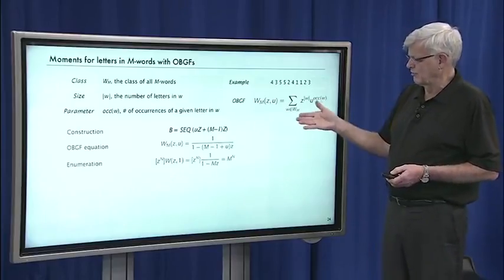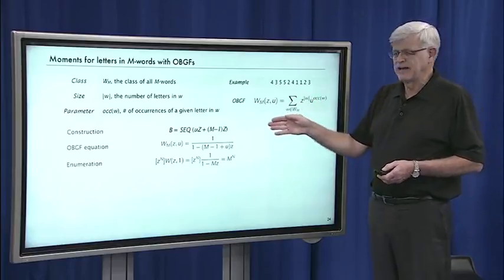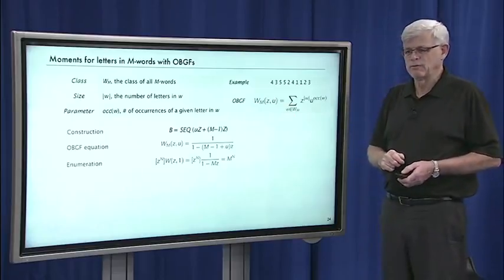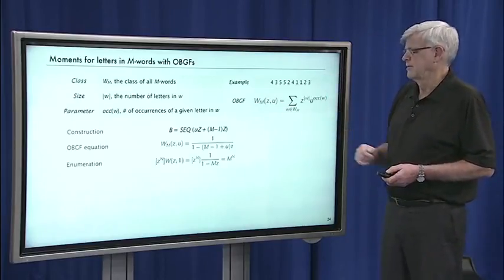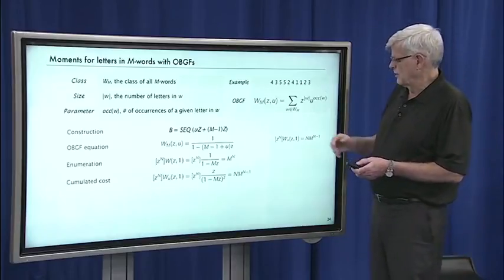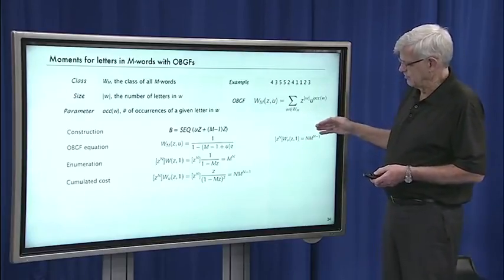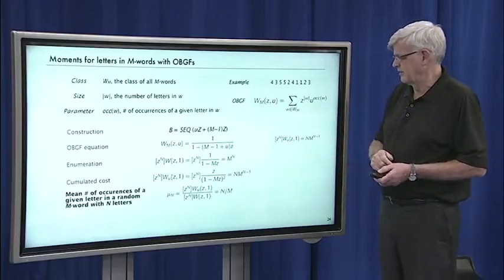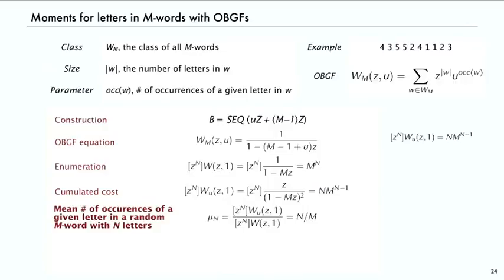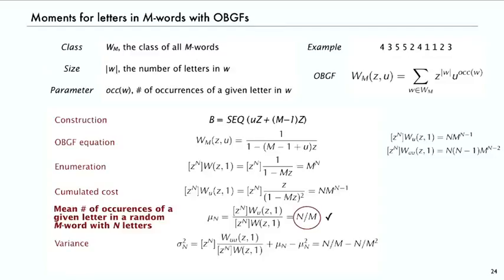If we want to enumerate, we just evaluate that at u equals 1. Evaluating that at u equals 1, and then we want the coefficient of z to the n, and 1 over 1 minus mz, that's m to the n. So that checks. And if we want the cumulated cost, we differentiate with respect to u and find the coefficient of z to the n. And that's the same kind of calculation that we just did for 2, and we get n m to the n minus 1. So the average number of occurrences of a given letter in a random m word with n letters is n over m. And again, that's as expected. And we can also go ahead and compute the variance, and it's n over m minus n over m squared. And the square root of that then is proportional to the square root of n, so it's concentrated.